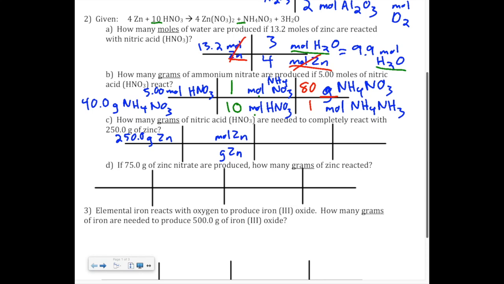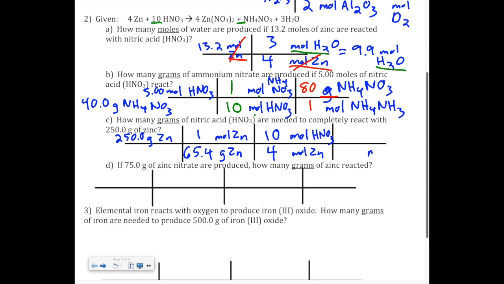The molar mass of zinc is 65.4 grams per 1 mole. And then I'm going to take moles of zinc and put it down here. And then I'll put moles of HNO3 on top. Now, this is a mole ratio, so I need to go to the coefficients in the equation. I have HNO3, its coefficient is 10, and coefficient for zinc is going to be 4.